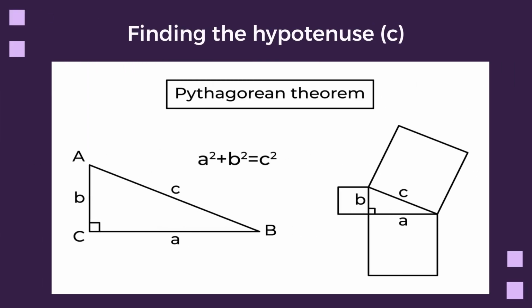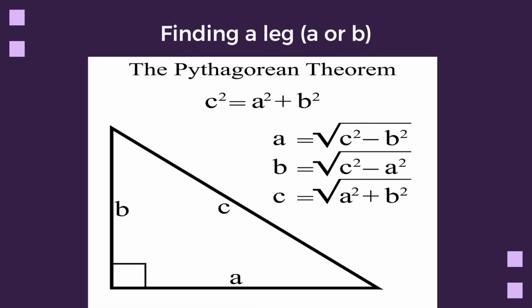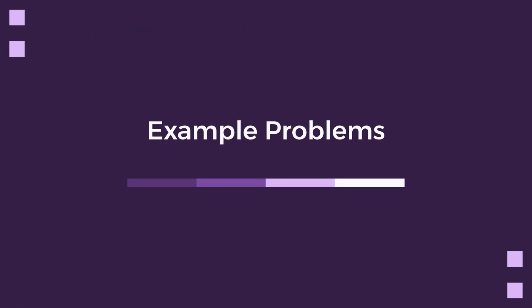If you know the lengths of the two legs, A and B, you can easily find the hypotenuse C by plugging those values into the formula. Conversely, if you know the hypotenuse and one leg, you can rearrange the formula to find the length of the missing leg. Let's walk through some examples to see the theorem in action.